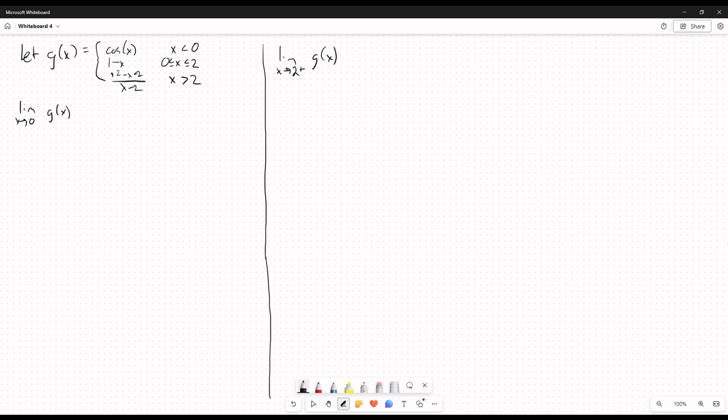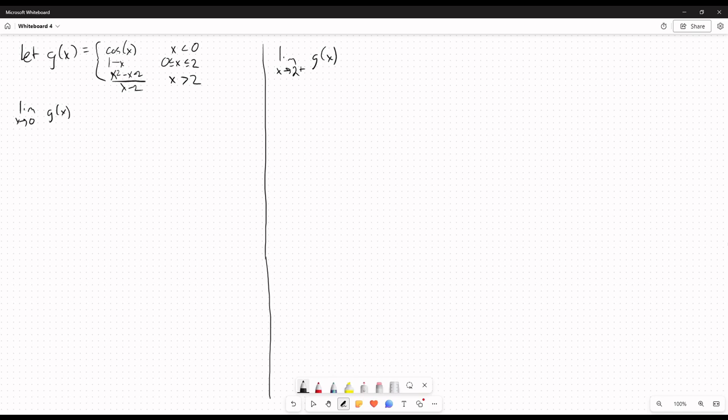In this video, we're going to take a couple limits of a piecewise function. This is g of x equals cosine of x for x less than 0, 1 minus x for 0 less than or equal to x less than or equal to 2, and x squared minus x minus 2 over x minus 2 when x is greater than 2. So, first we're interested in the limit as x approaches 0 of g of x.